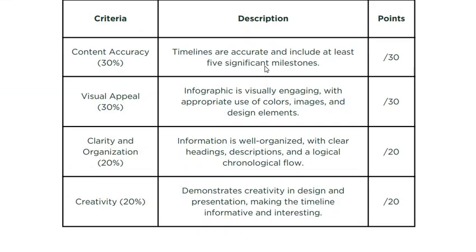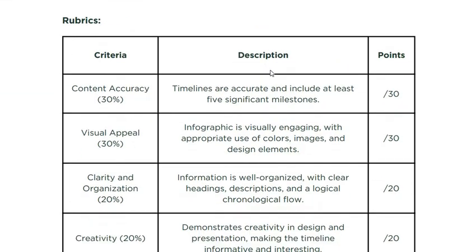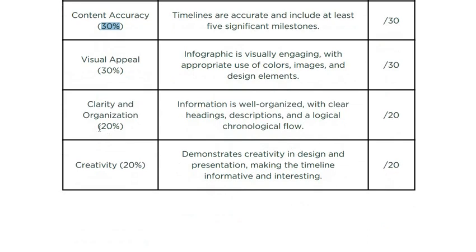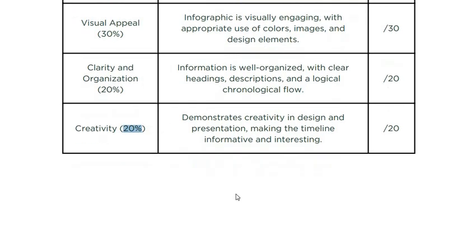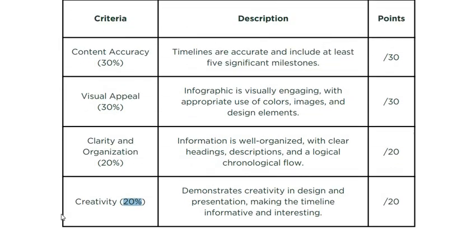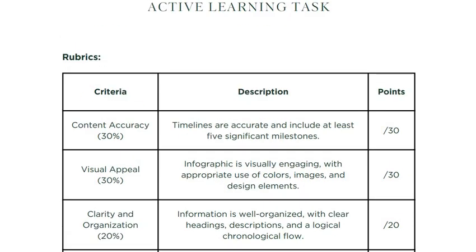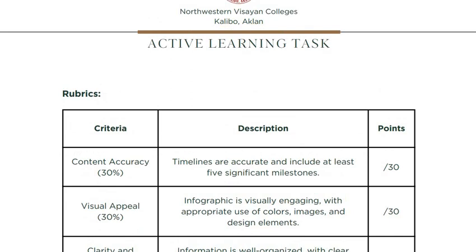Then, for the rubrics, we have criteria, which is content accuracy, 30%, visual appeal, 30%, clarity and organization, 20%, and creativity, which is 20%. So, total score, we have 100%. So, hopefully, all instructions are clear and may natun-an ka sa aton nga discussion or lesson.